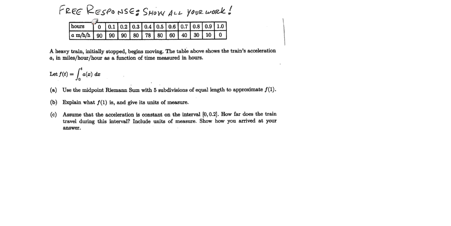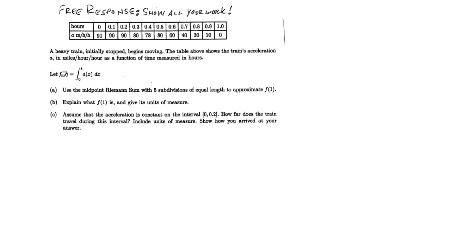And what we have is a table. At the beginning, we have hours in one column. Below that, we have acceleration, hours ranging from 0 by 1/10 of an hour all the way up to 1 hour. An acceleration in meters per hour, and we have the text below. A heavy train initially stopped, begins moving. The table above shows the train's acceleration in miles per hour as a function of time measured in hours.